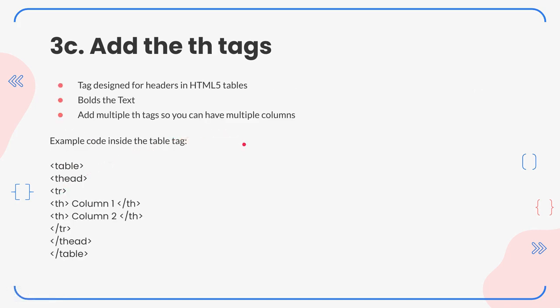And now we need to add th tags. That is a tag designed for headers in HTML5 tables. It bolds the text. You need to add multiple th tags so you can have multiple columns. So this is the code inside the table tag: the table is here, the thead, the tr, and these are the th tags. You can see I labeled the first column Column 1, and the second column, Column 2.